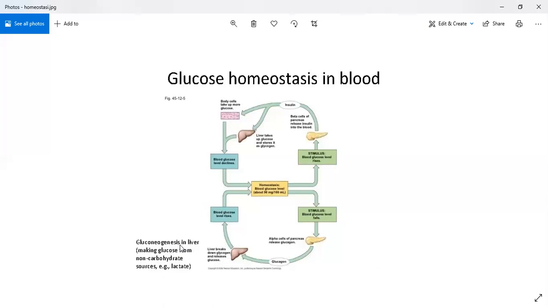And that is why, when you are fasting, if you fast for a long time, you see that you lose weight. You are losing weight because while you're fasting, you don't have anything in your body. All your glycogen store is empty. There is nothing to break down from glycogen.